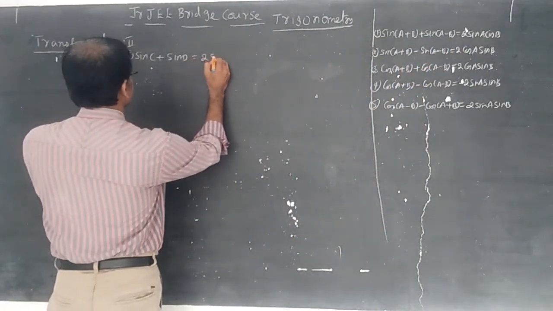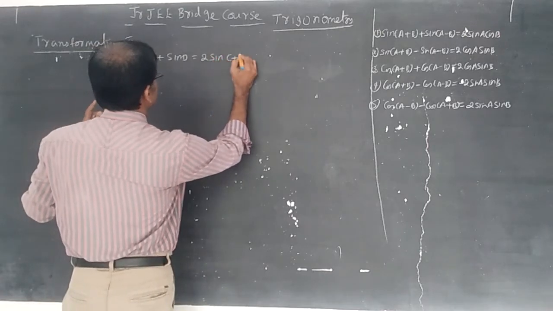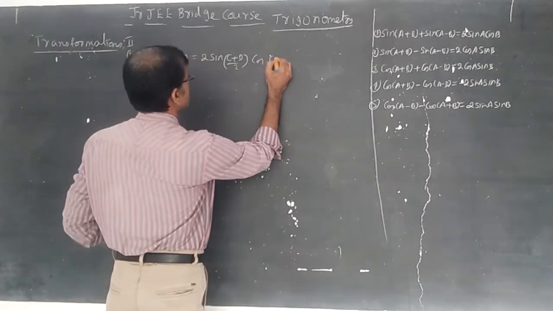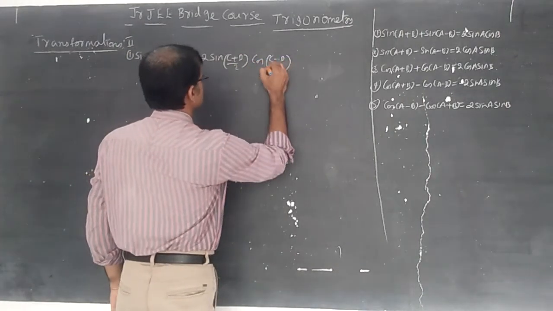Sin C plus sin D you can write here as 2 sin of (C plus D) by 2 into cos of (C minus D) by 2.